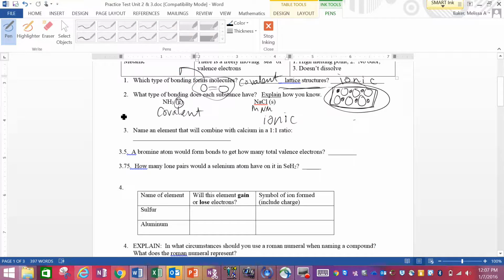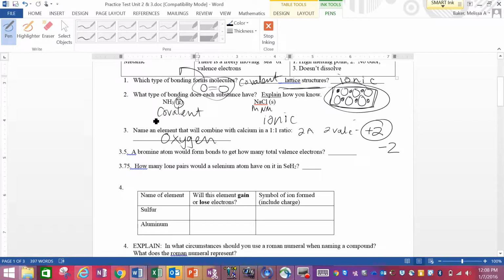Name any elements that will combine with calcium in a 1-to-1 ratio. Well, calcium is in group 2A. That means it's got 2 valence electrons, and it would like to lose 2 in order to be stable. So it would form a 1-to-1 ratio with anything that would form a -2 charge. So you could say anything in group 6A, for example, oxygen.